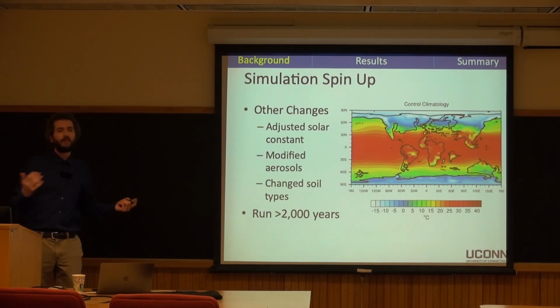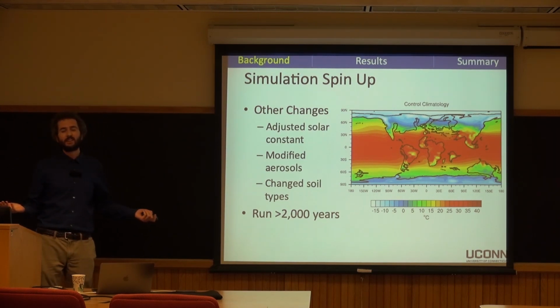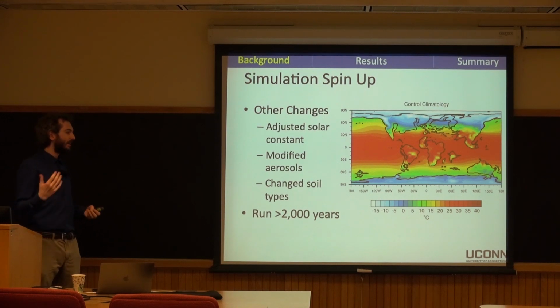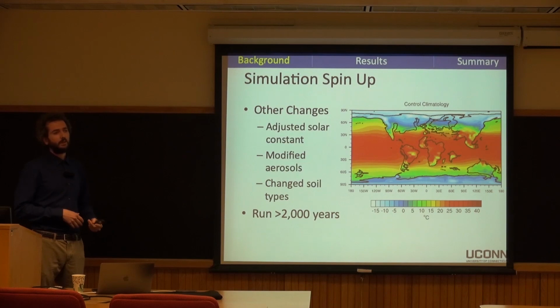All right, and so we need to make several other adjustments as well, and I won't bore you with all the details, but we need to adjust things like the solar constant, about 1% change per 100 million years. We adjusted the aerosols to make these kind of zonally symmetric forcings, and we modified things like the soil type.